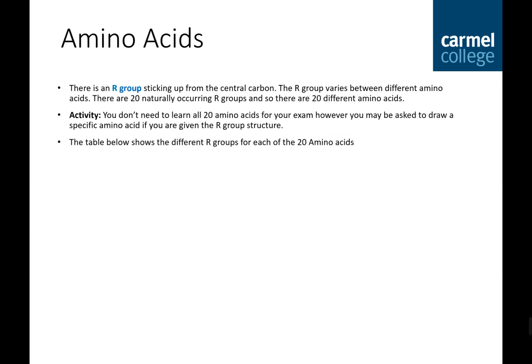The R group is sticking up from the central carbon. It's this bit, as I said before, that varies between each of the different 20 amino acids. There are 20 naturally occurring amino acids, and so there are 20 different R groups. The good news is that you don't need to learn how to draw all 20 different amino acids from memory. All you need to be able to remember is how to draw the general structure of the amino acid, which has come onto the screen now.